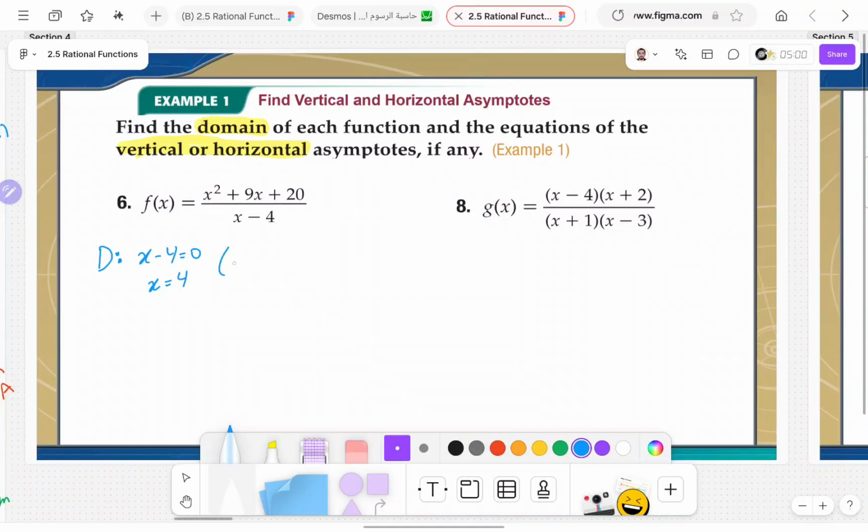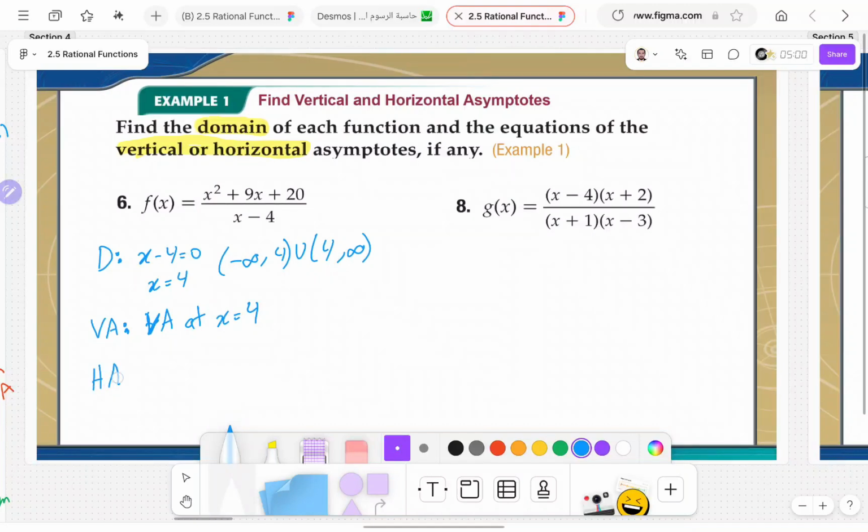Now my domain will be from negative infinity to 4, where 4 is the excluded value, and from 4 to positive infinity. Now, how about the vertical asymptote? We said that the vertical asymptote is the same as the excluded value of the domain, so let me write here: vertical asymptote at x equals 4.